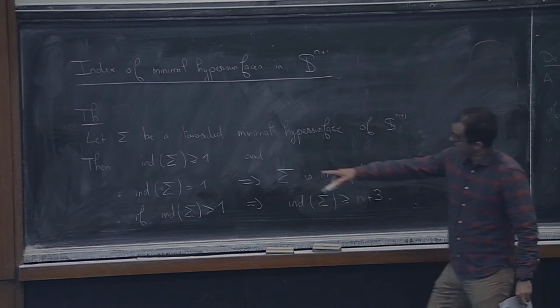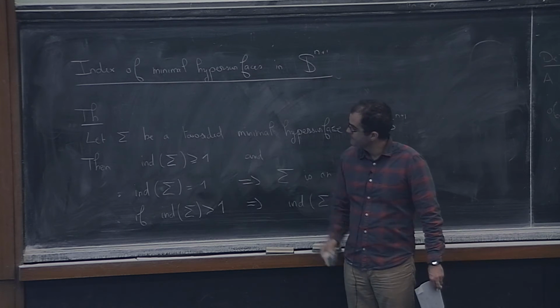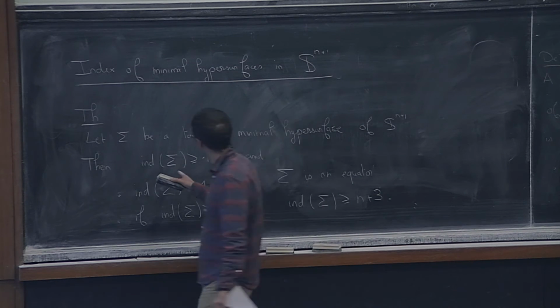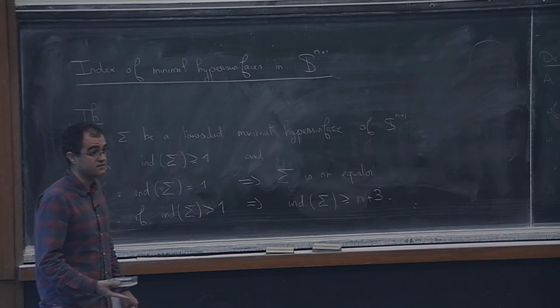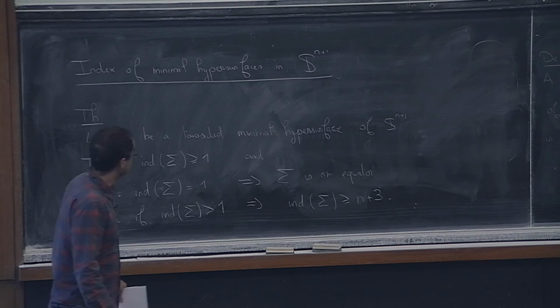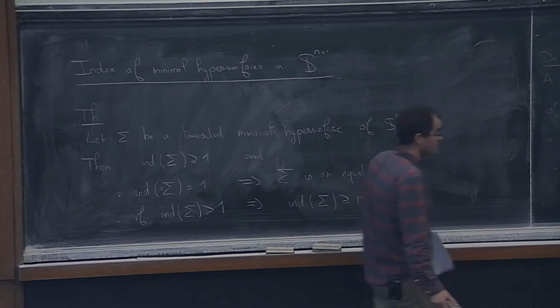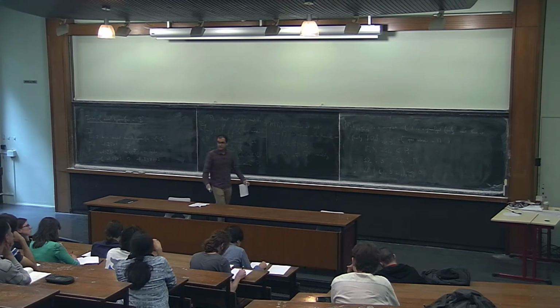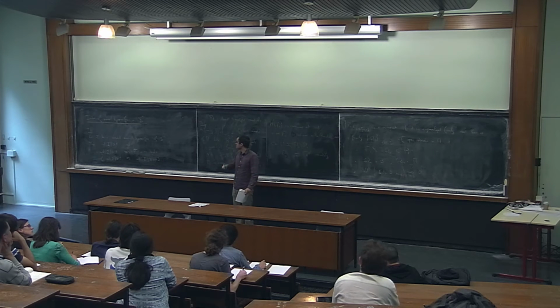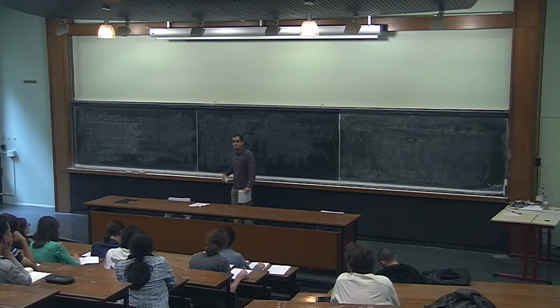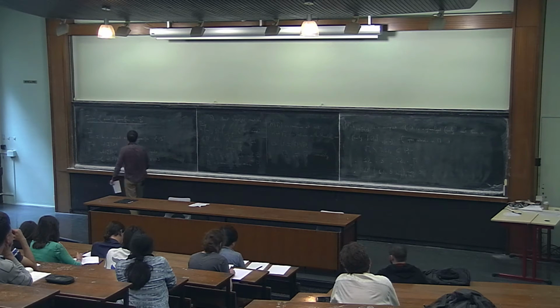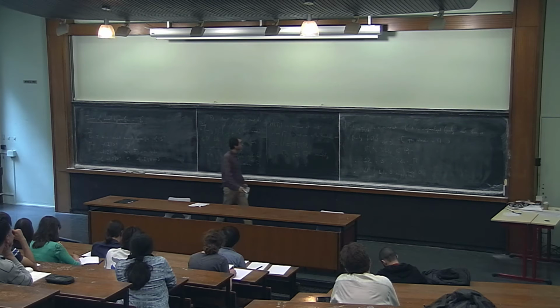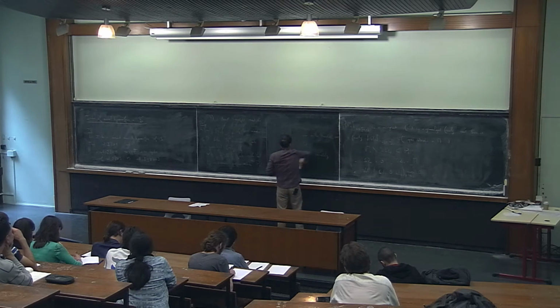So why is this already known to us? It's because if the index is not at least 1, it's 0. So the surface is stable. But the unit sphere has positive Ricci curvature, and we have seen that there is no stable minimal hypersurface when the Ricci curvature is positive. So we know that the index can't be equal to 0. Okay.